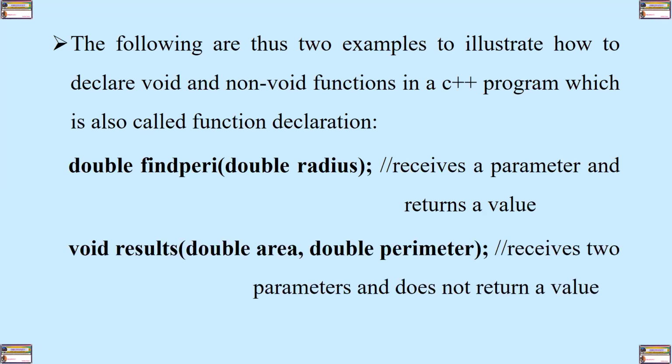Then we have this other one here. This is a statement. Now this statement is for invoking a function called results. Now this function called results has a return type void. So void results, meaning the function called results is not expected to return any value, but it is receiving how many parameters, how many values? It is receiving 2 parameters. Now these 2 parameters are area and perimeter, both of them of type double.